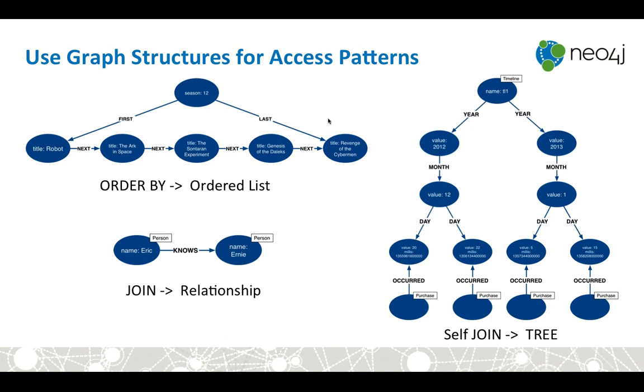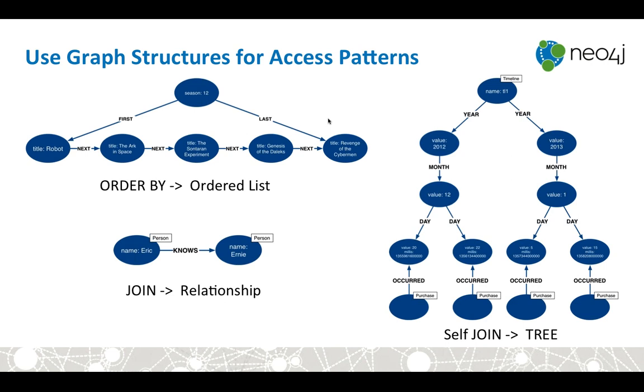Also, just to represent a join, we don't do something like I put a key in one node and I put a key in the other node, and then I do a comparison where person.familyName equals person2.familyName, but I would create a relationship like married to or something like this.